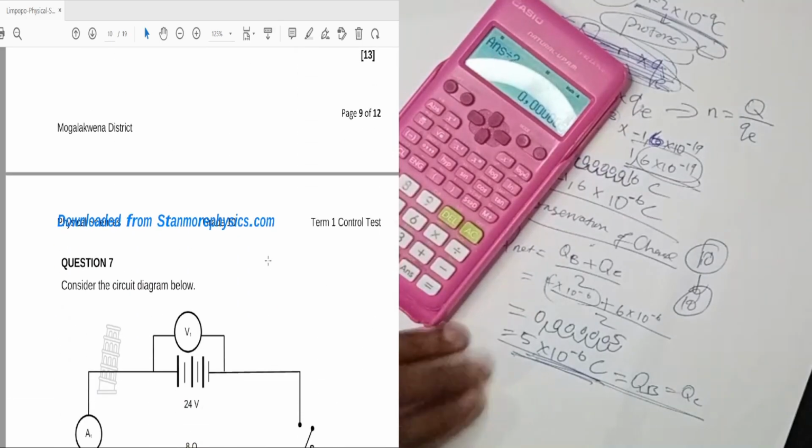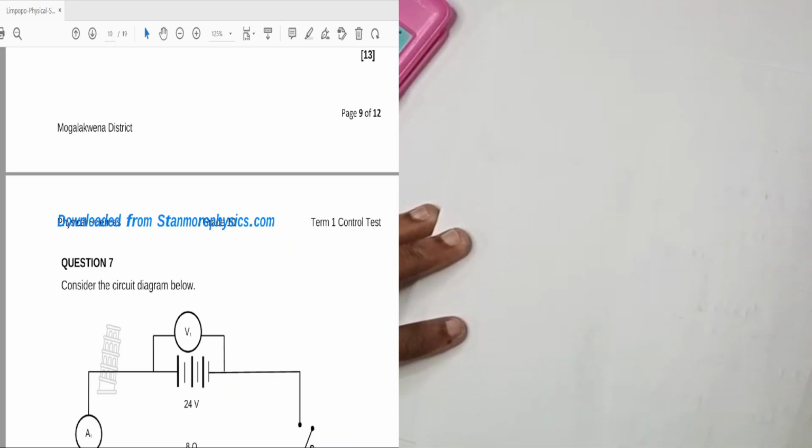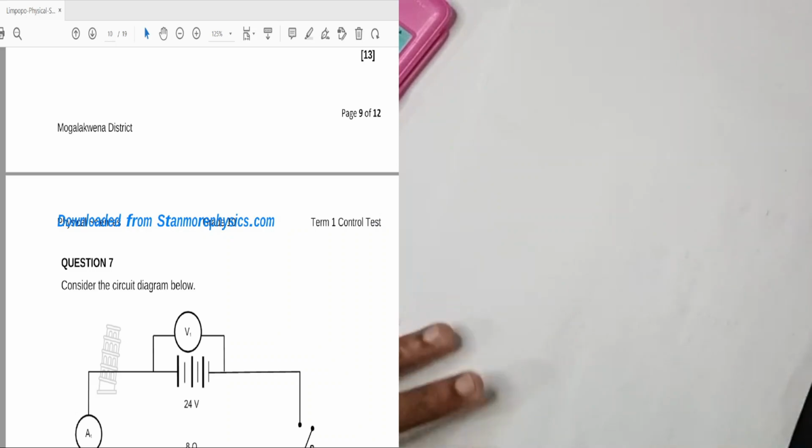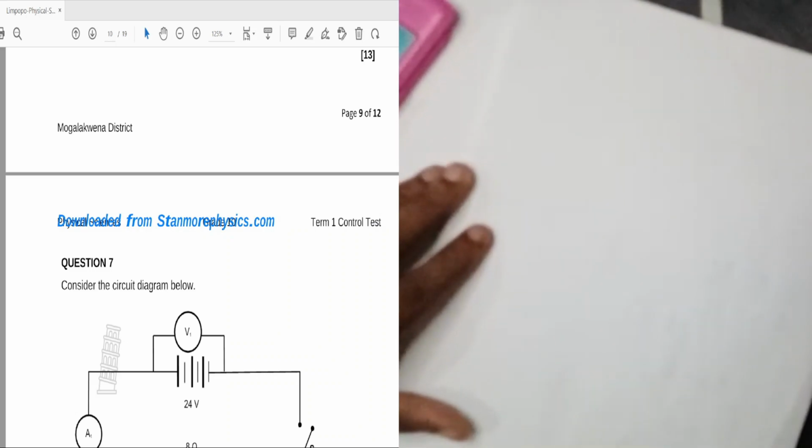So yes, last question, which is electric circuits. Let's answer this one and see.